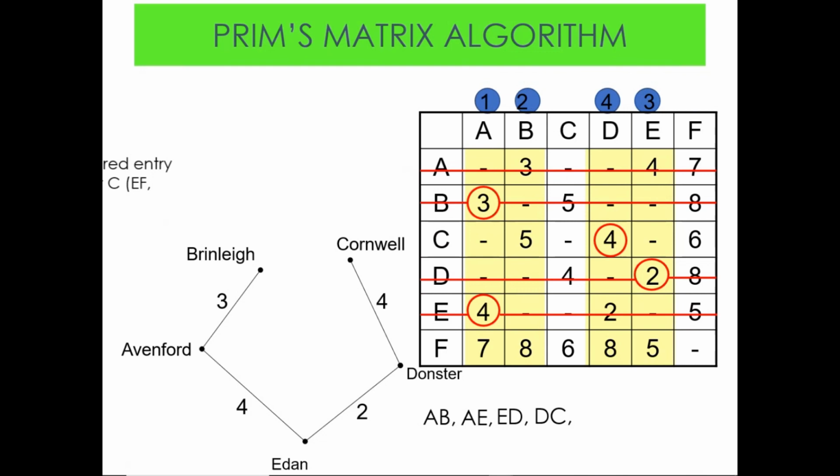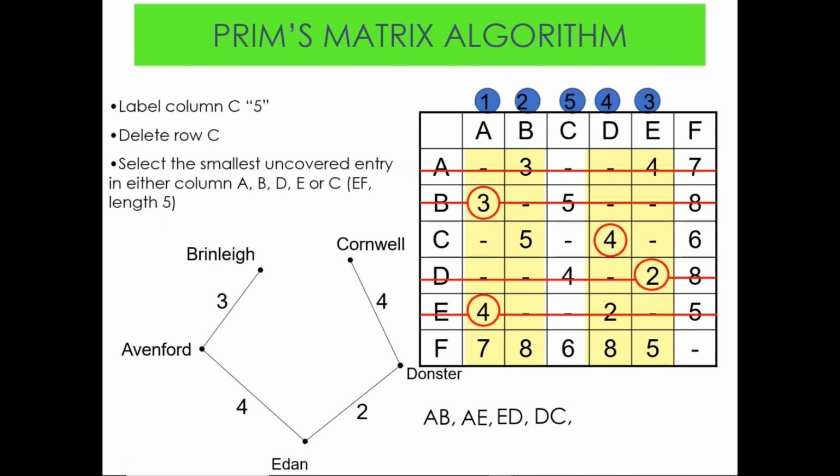Then you cross out C, cross out row C, and label up the column with a 5. And now you're looking down at all 5 of these. So just along this bottom row for the smallest out of those. The smallest out of those is E to F.